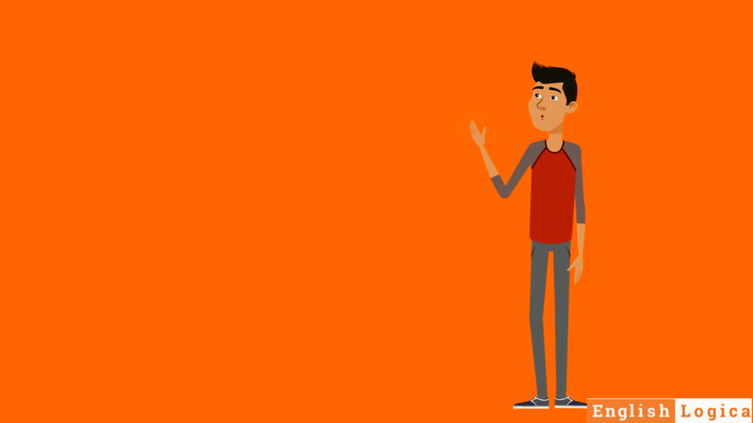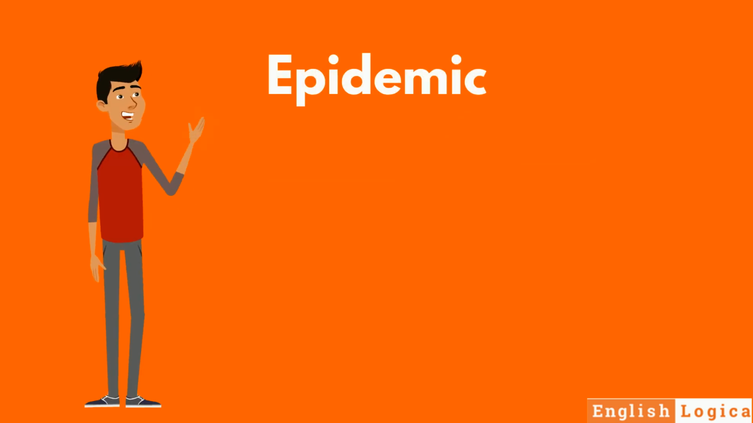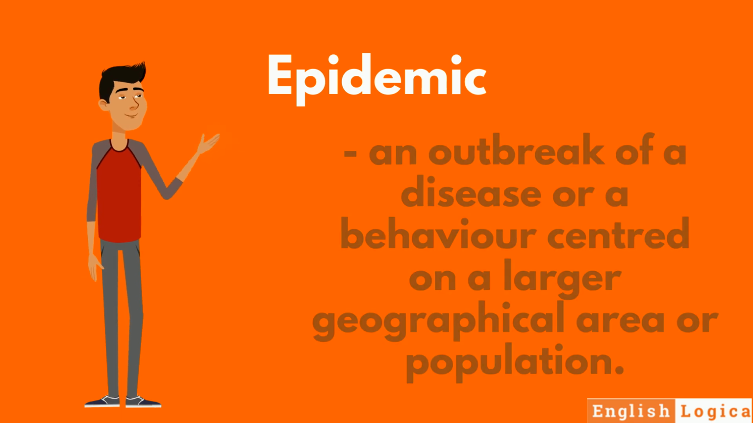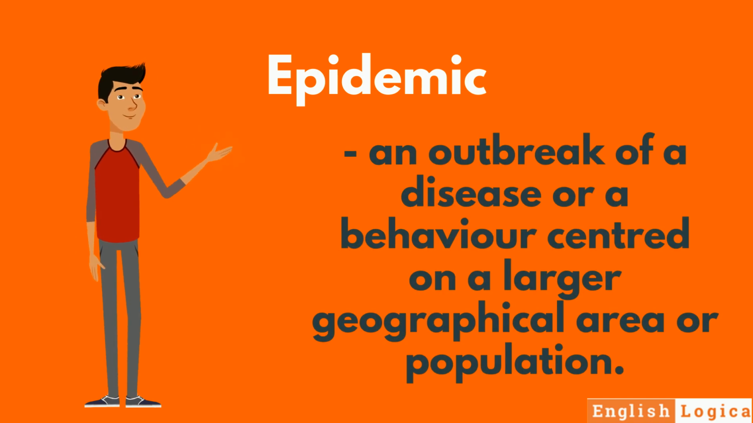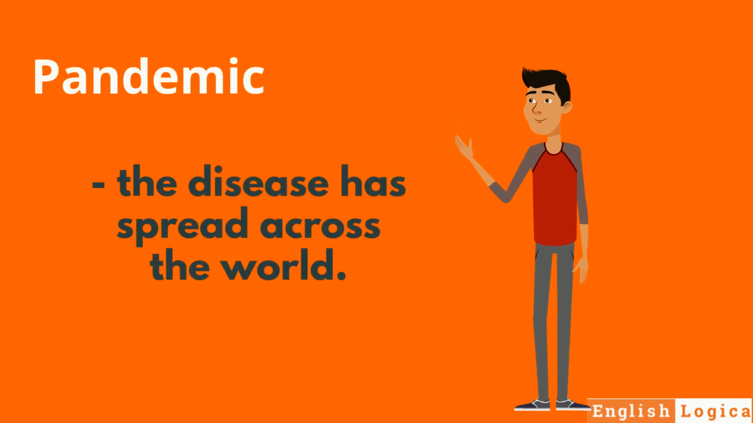So remember, if you hear the word endemic, it relates to a relatively small amount of people or a specific location. An epidemic, on the other hand, is an outbreak of a disease or a behavior centered on a larger geographical area or population. A pandemic is much larger, as it means that the disease has spread across the world.